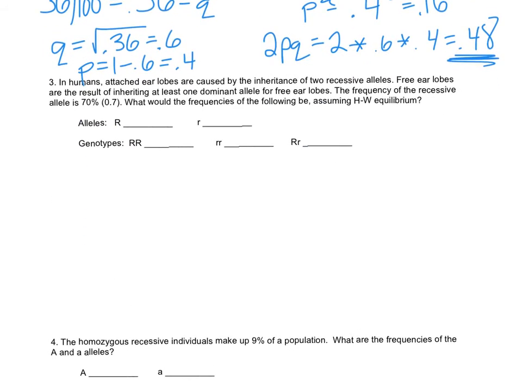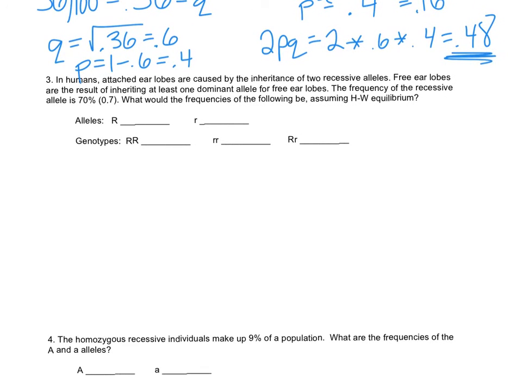Question number 3. In humans, attached earlobes are caused by 2 recessive alleles. Free earlobe is dominant. The frequency of the recessive allele is 0.7. So that is my value for q. The word allele tells me that it must be either p or q. So my recessive allele is 0.7.